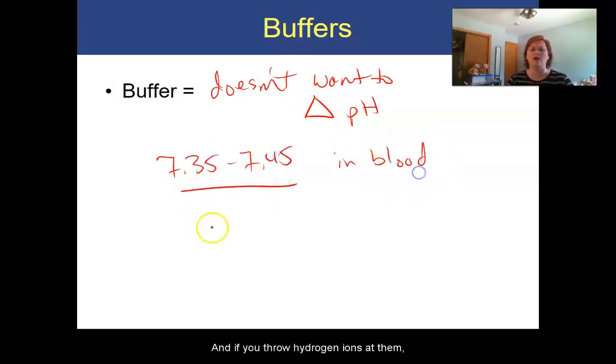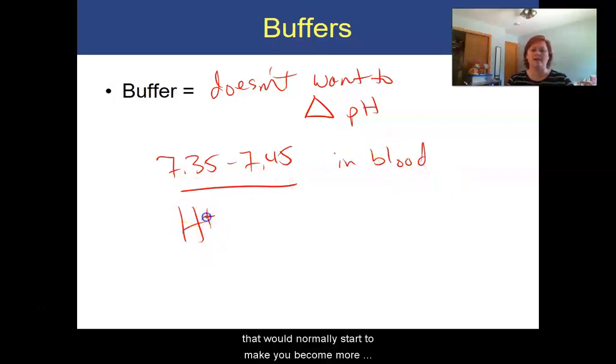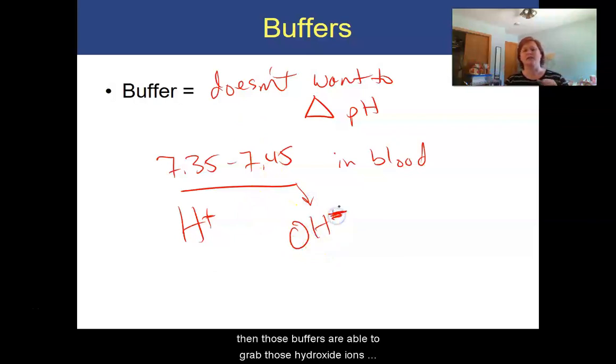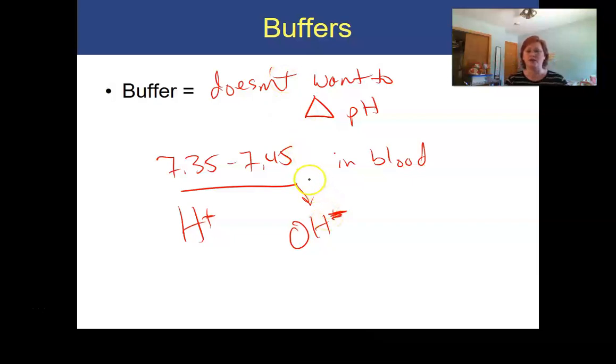So you have buffers in your blood that want to stay in this range. If you throw hydrogen ions at them, that would normally start to make you become more acidic. Your pH starts to drop, and these buffers are able to grab those hydrogen ions and bind them up. If I go above 7.45 and my body's giving off hydroxide ions, that's a negative, then those buffers are able to grab those hydroxide ions and bind them up as well to keep within that 7.35 to 7.45 pH range. And that's very important for body functions.